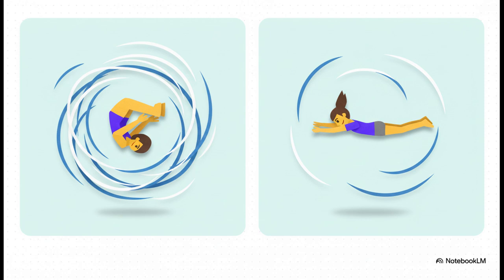By pulling their arms and legs in super tight into a tuck position, they decrease their moment of inertia. And to keep that angular momentum constant, their rotation speed has to increase. Then, to slow down for the landing, they do the opposite. They extend their limbs out, increasing their moment of inertia and slowing their spin right down. It's a masterful manipulation of physics, all while in midair.